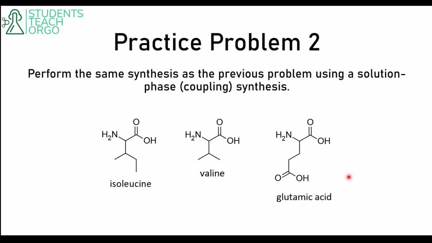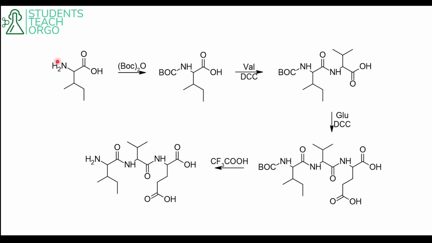All right, problem 2. It's the same synthesis as the last question, just now we're using solution phase instead of solid phase. So go ahead, pause the video, and come back when you have a mechanism. Alright, so for the solution phase, instead of going C-terminus to N-terminus, now we're going N-terminus to C-terminus. So in this case, isoleucine is going to be the first amino acid that we work with, and then valine, and then glutamic acid.